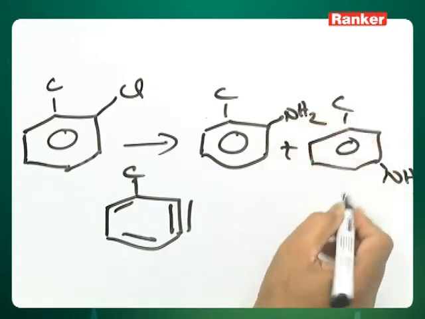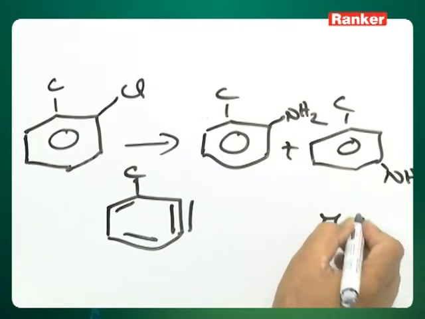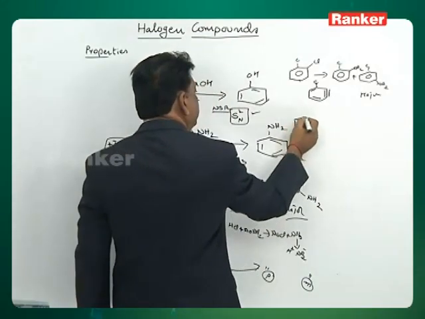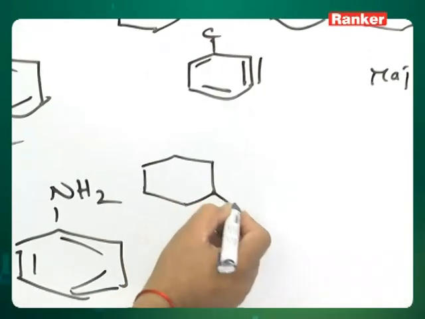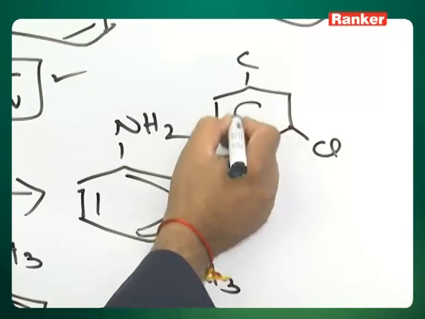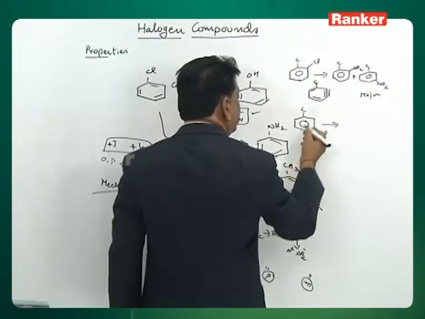Of which again, meta will be the major one. Once again the chlorine can be at meta, then what happens? This question also can be asked. Then what are the intermediates?